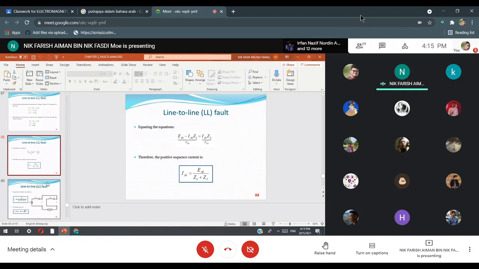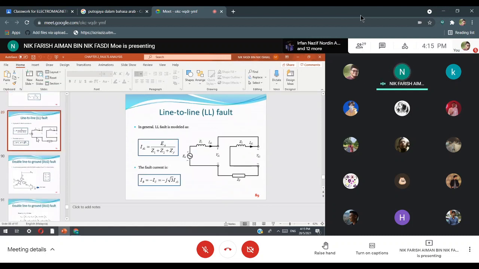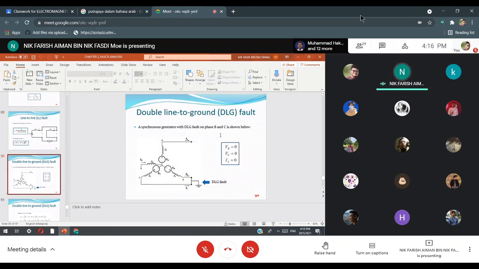Okay. Then we have line to line fault. Line to line was the previous one. This one is double line to ground. The third one: double line shorted together and also shorted with the ground. So this is the double line to ground. Relationship: VB is 0, VC is 0, and IA is 0. Different from line to line.